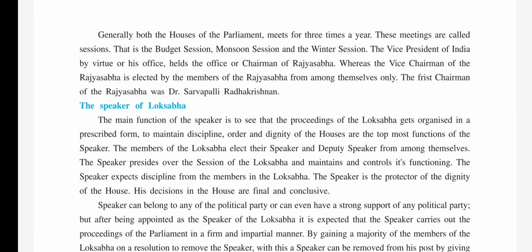If we talk about sessions, generally both the houses of the parliament meet 3 times in a year. These meetings are called sessions. That is the budget session, monsoon session and winter session.